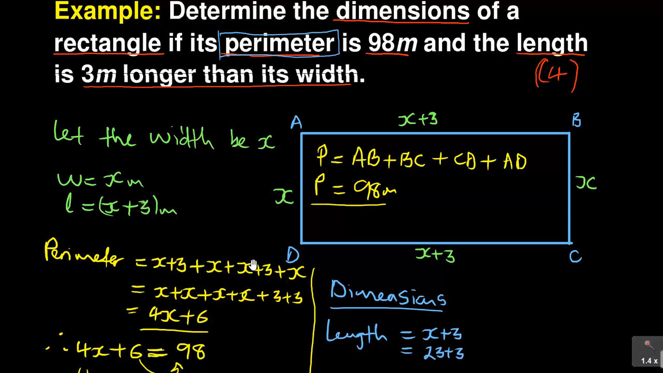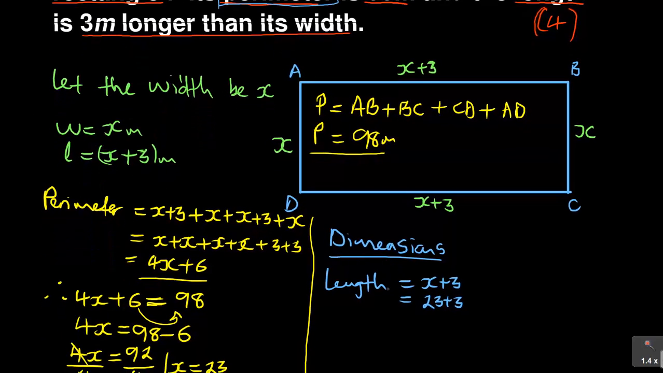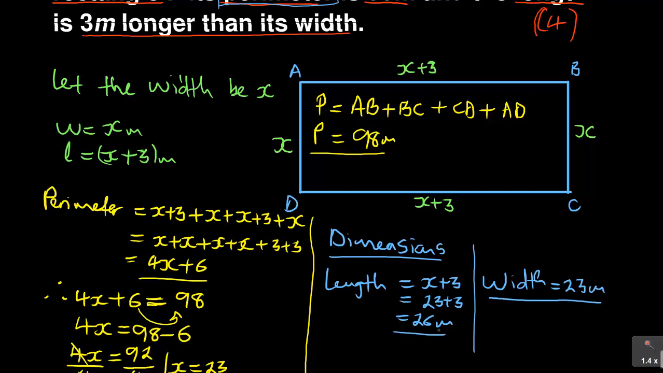So what is the length? The length is 26. And then the width is equal to x. Remember the width was x, which is 23 meters. So now you have your length and you have your width. If they say determine the dimensions, that is what they wanted. The length is 26 meters and the width is 23 meters. Very important to leave your answer in meters.